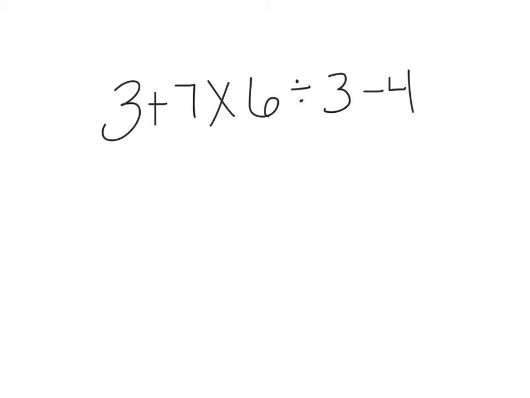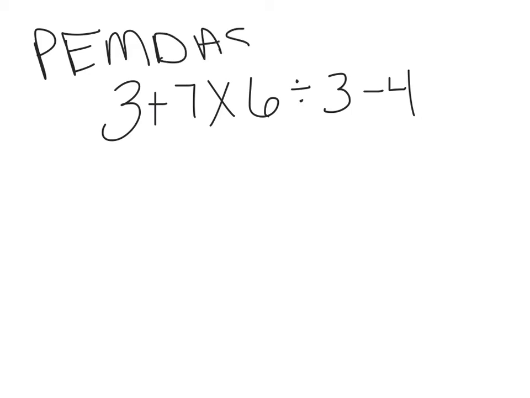All right, so let's give this a try. Go ahead and write this problem down in your book. We're going to go with the problem 3 plus 7 times 6 divided by 3 minus 4. At this point, you do have the PEMDAS written in your book, but I want you to write it again one more time, not below, because as we do this, we're going to work line by line to get this solved, okay?